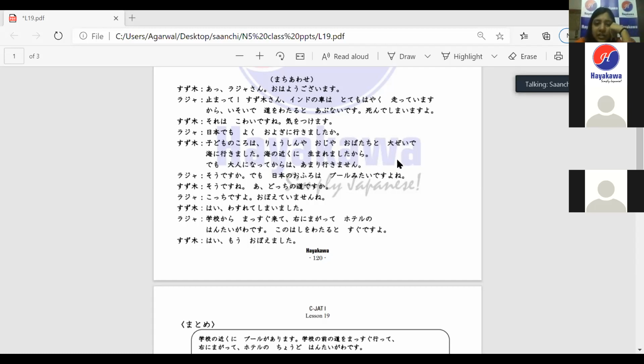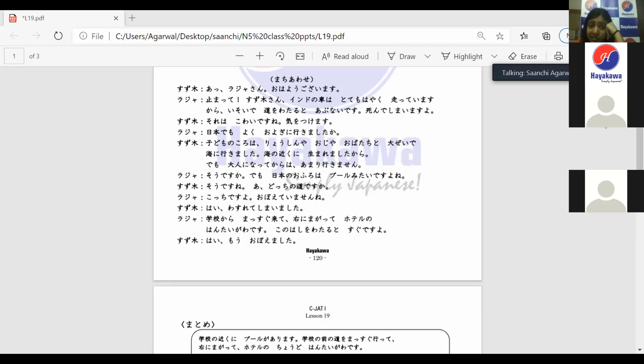So Suzuki-san is speaking, right? He's responding to that. Hemalata-san, can you read the dialogue for me? Hi, sensei. Sou desu ne. Dochi no michi desu ka?